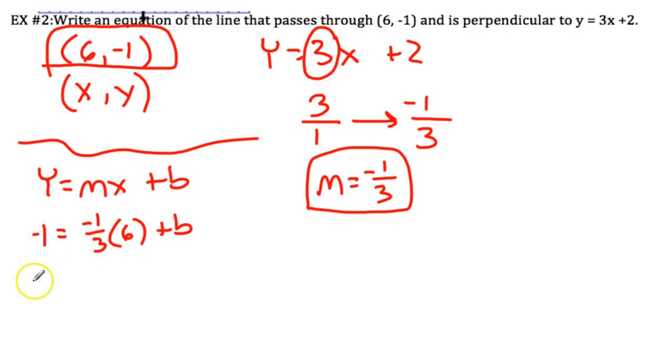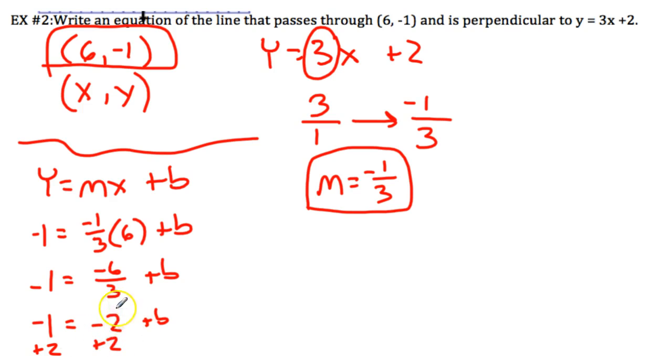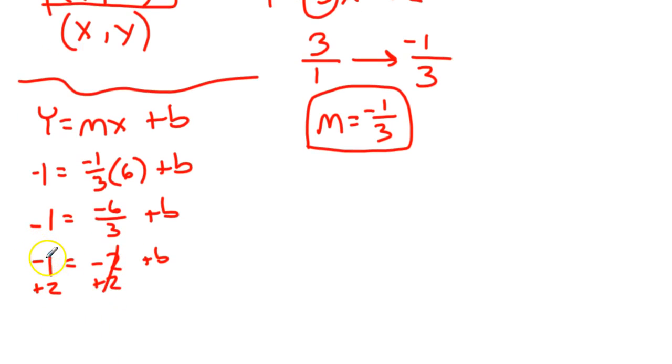Now I simplify this. So on the left side, I still have negative 1. I need to multiply negative 1 over 3 times 6. So I do negative 1 times 6. That's negative 6 over 3 plus b. Simplify again. Negative 6 divided by 3, that's going to be negative 2. So I have negative 1 equals negative 2 plus b. To get b by itself, I need to do the opposite of this. I'll do plus 2, plus 2. That cancels. And I'm left with negative 1 plus 2, which is 1, equals b.